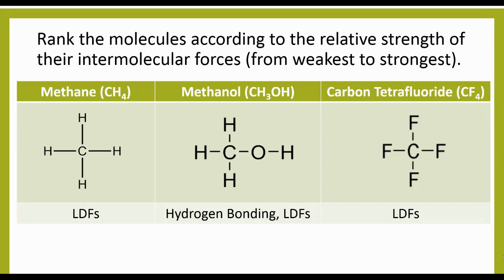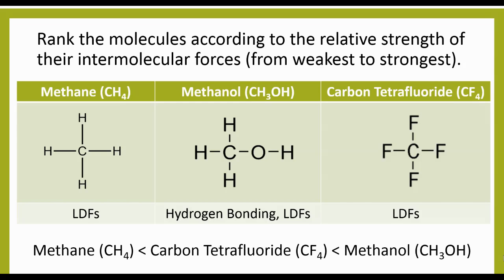So we look. Carbon's the same for both of them. But on methane, I have 4 hydrogens. Hydrogen's as small as you can get, versus fluorine, which is much heavier. It has a molar mass of 19. If we compare that, carbon tetrafluoride is going to have the higher mass for its compound. So because of that, it's going to have stronger LDFs. If I rank them from the weakest to the strongest, I go from methane to carbon tetrafluoride to methanol.